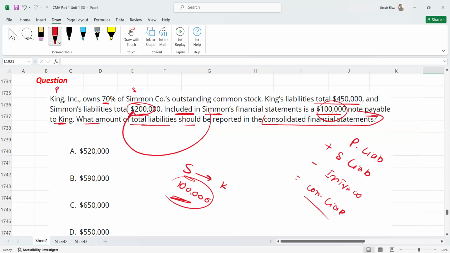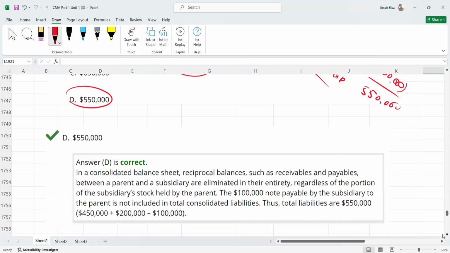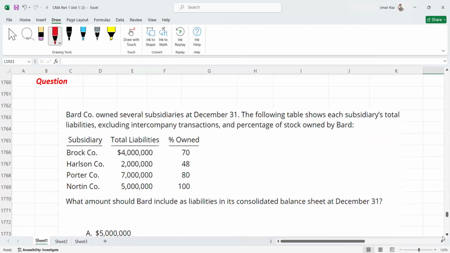So now what we will do? We'll take parent's liability, which is 450,000, plus subsidiary liability, which is how much? 200,000, minus intra-company, which is how much? 100,000. So if you deduct, 550,000 will be your consolidated liability. So which is the correct answer? D is the correct answer.